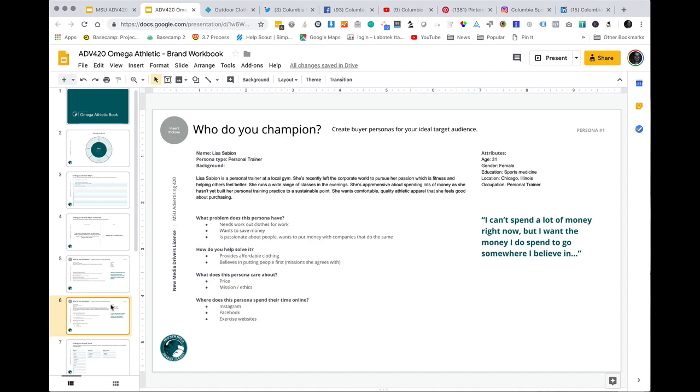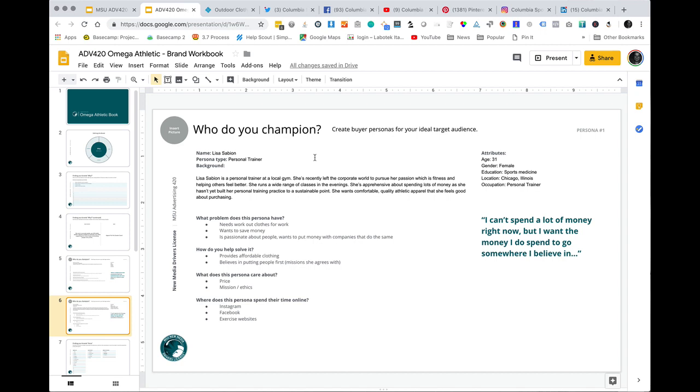So in my case, I came up with Lisa Sabin, who is a personal trainer. Now, the idea with a persona is it really lets you create a model or an understanding of who you're trying to reach and who you're trying to target. What do they care about? What's their background information, so that you can better connect with them and build your brand around making them champions, as opposed to approaching it from, how would you feel? Because you are never the actual target audience.